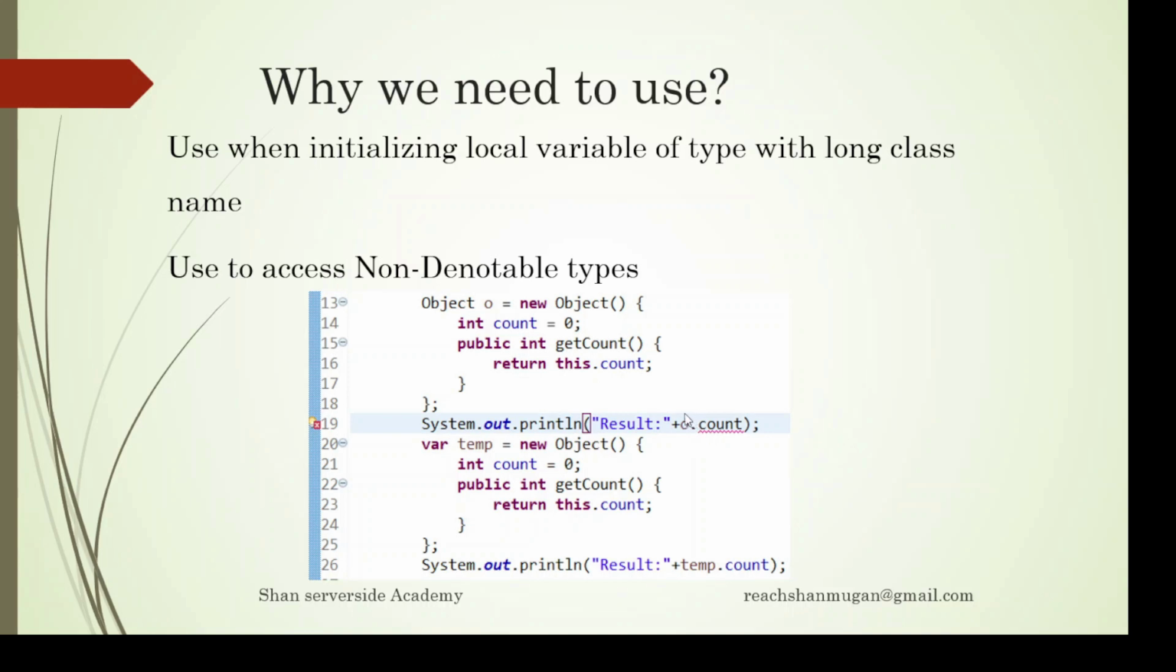This is where the local variable type inference feature is very helpful. In line number 20, it is the same thing you saw from line 13 to 17, but here you are declaring temp with the reserved type name var. If you do this, then in line number 26 you can access the count or getCount method on the temp variable. This is where it is very helpful for accessing non-denotable types.